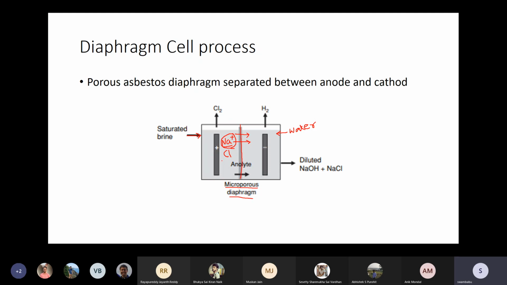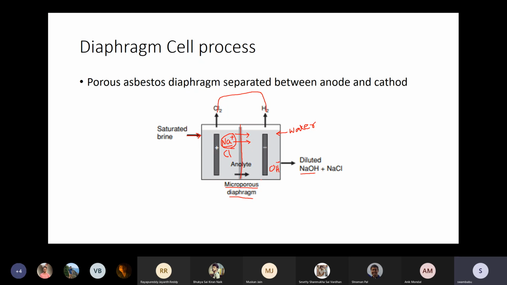So what happens is that oxidation of chlorine happens at this anode. The chlorine gas formed is liberated, and Na+ ions migrate through to the cathode side. Once you close this loop, the electrons transferred here are utilized for the reduction of water, forming H2 gas and OH- ions. The OH- ions formed here combine with Na+ ions and form NaOH.